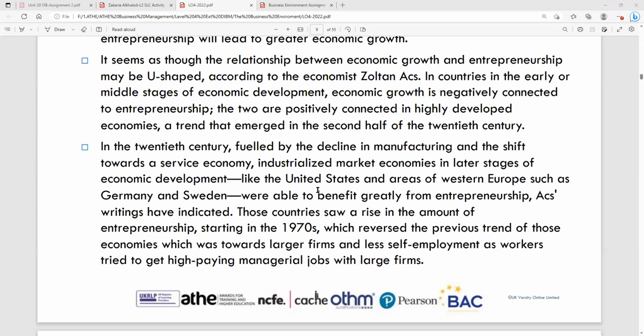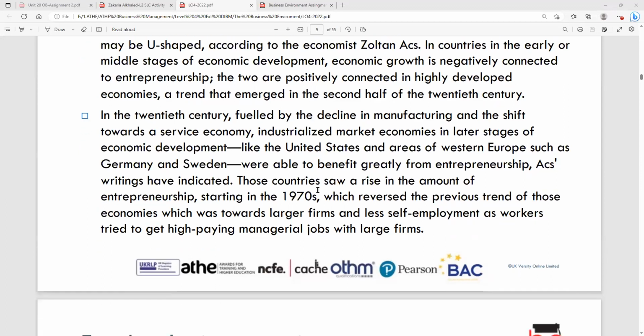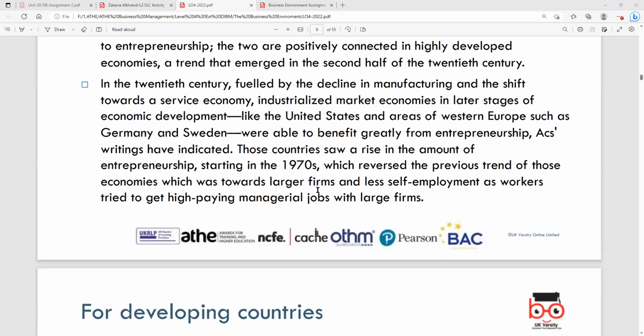In the 70s, this trend continued, with businesses becoming larger and larger. People became self-employed. People tried to get high paying managerial jobs within themselves, and they tried to introduce large jobs within their own sector. So this is growth. They started growing in the 70s as well.